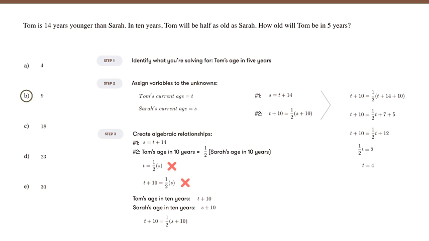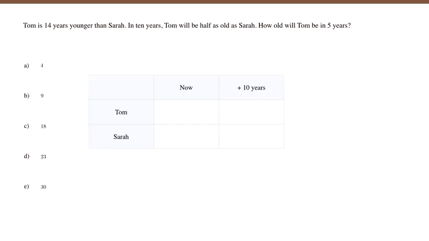approach that many students find helpful is to set up a table. So the table method: we'll set up this 2x2 grid, where in the columns we put the different time periods, and in the rows we put the different people. So in this case, the two people the question concerns are Tom and Sarah, and the time periods are right now and in 10 years. Now what we're going to do is start filling in the information based on what the question tells us.